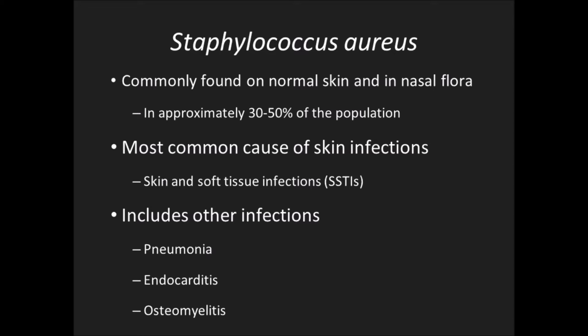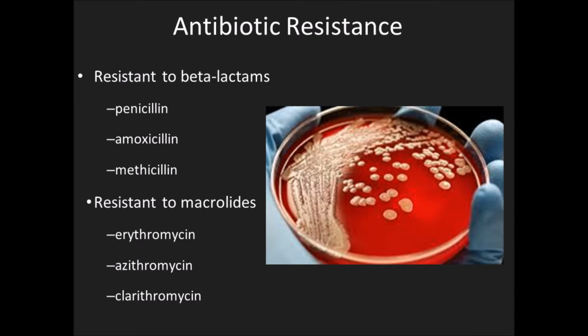S. aureus is commonly found on normal skin and in the nasal flora of individuals. Approximately 30 to 50% of the population in the U.S. has it. However, it normally does not cause health problems. In some cases, infections can develop. S. aureus has been recognized as one of the most common causes of skin infections in the U.S., with over 11 million outpatient and emergency room visits, including over 500,000 hospitalizations per year. It can also cause a wide range of infections, such as pneumonia, and infections in the heart valves and bones.